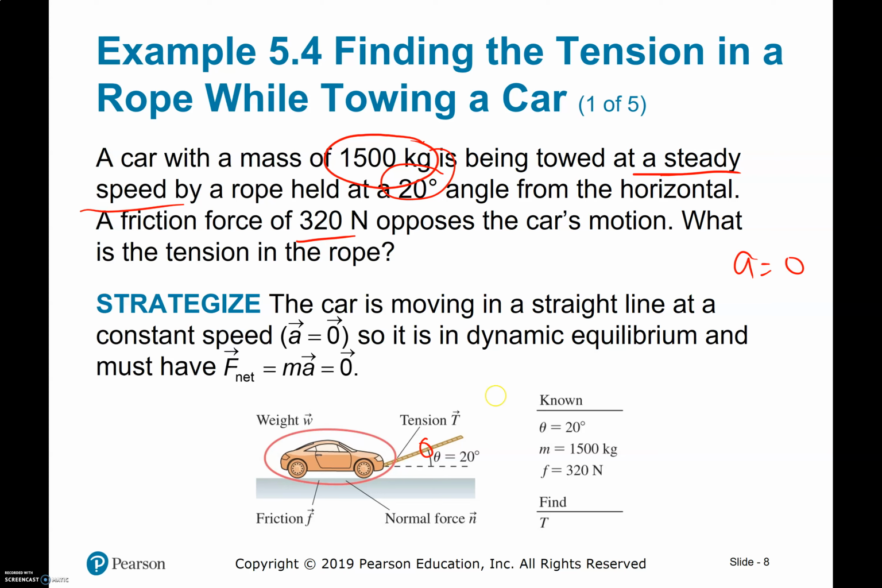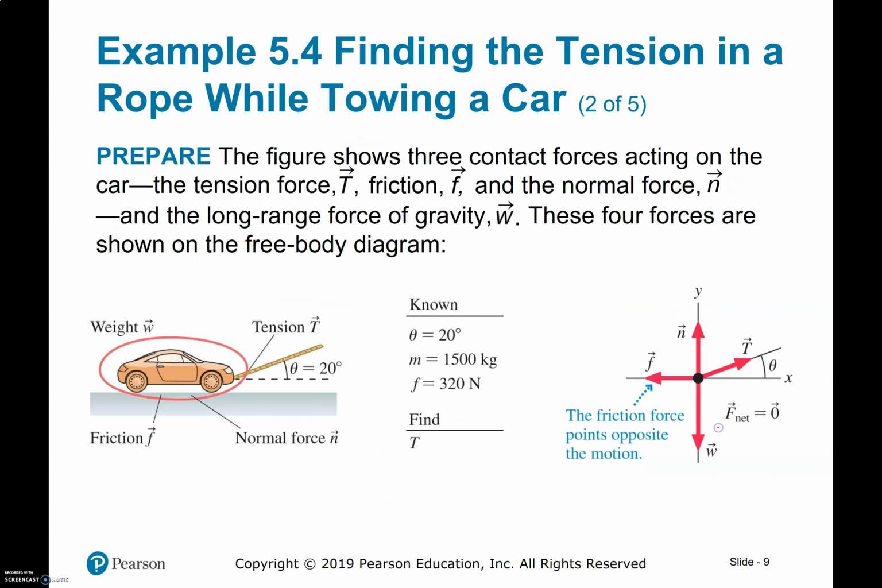So we draw a picture. That's usually our first step, and then we write what we know and what we need to find. We know the angle, the mass, and the friction. We need to find the tension. So let's draw a free body diagram. This is our free body diagram here. We have the tension, we have the normal force, we have the weight of the car, and we have the friction applied. So those are the four forces, right?